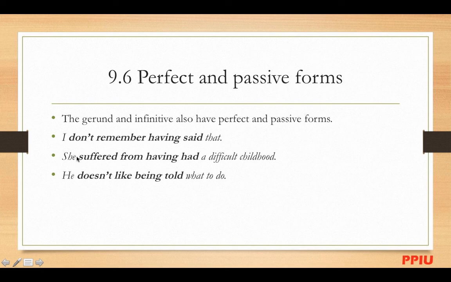And she suffers from having had, also a perfect form. And this one is the passive form. He doesn't like being told. Right? Like here can take both infinitive or gerund, but here we use the gerund. He doesn't like being told what to do.